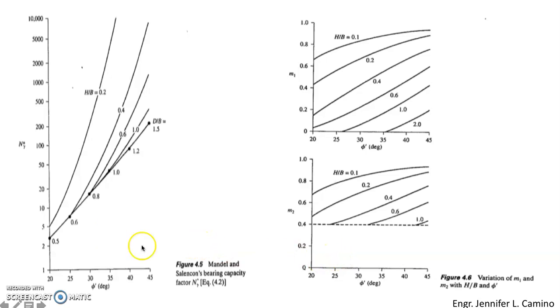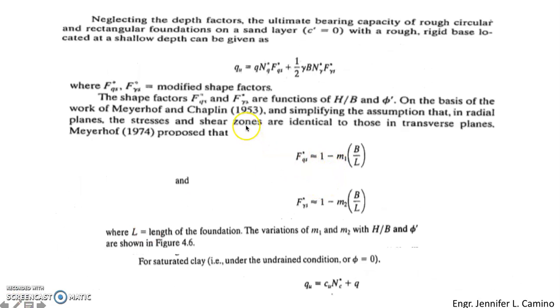So we have here the values for our M sub 1 and M sub 2, so that you can have the values for M1 and M2. You simply have to know the angle of friction and the ratio between H over B. Once you have those, you can identify M1 and M sub 2, which you're going to substitute into our equation so that we can solve for the modified shape factors.